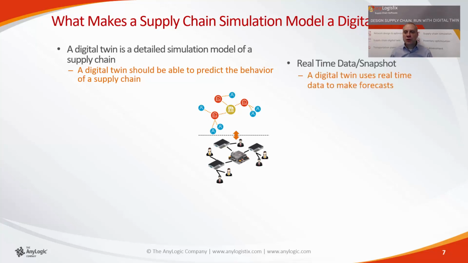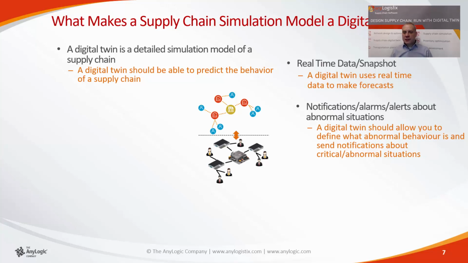Then, digital twin always uses the real-time data or snapshot to do the forecast. It just has to be able to read the current state of your supply chain and forecast its behavior for some time in the future.